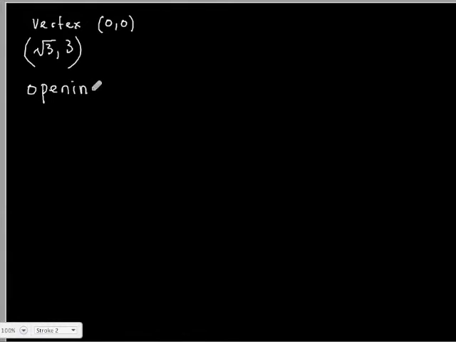What if you get a question where you know the vertex is (0, 0), but you don't know the directrix or the focal point, but you know that the graph will go through one point, which is (√3, 3)? That's the only thing you know. And you are told that it is opening up. And that's a very useful piece of information.